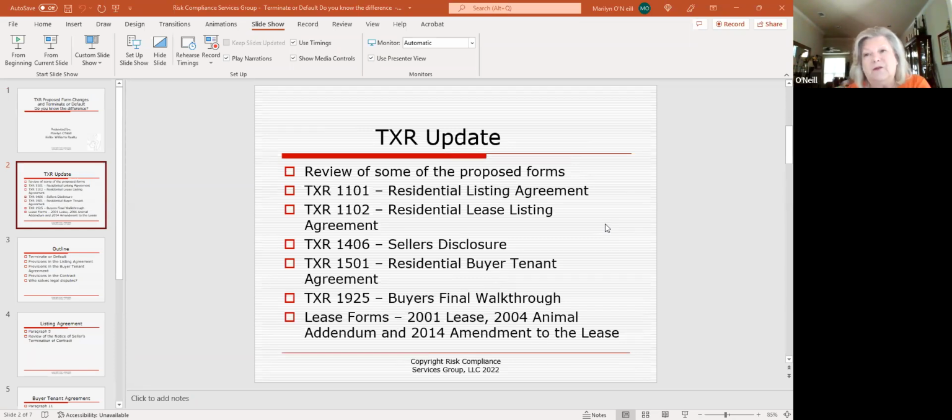And there are a couple of lease forms I'm going to pay a little bit of attention to, but we're going to review those more in depth next month when we know what the committee has approved on that.